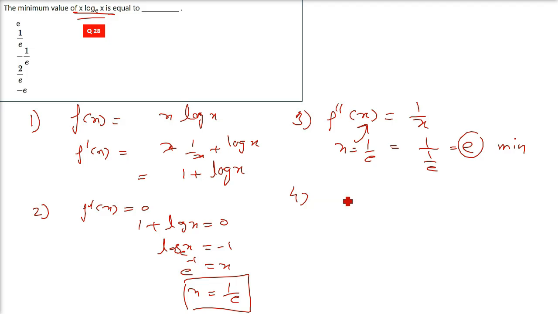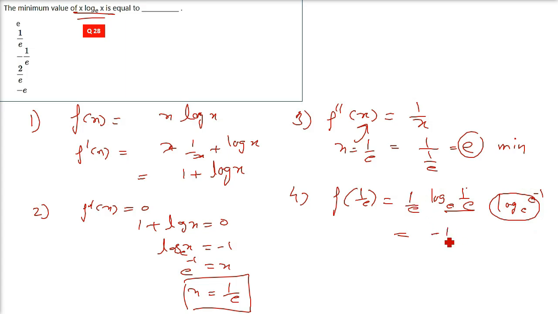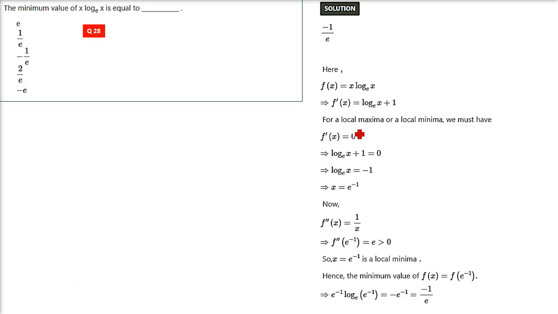So what is the minimum? f(1 by e) we have to compute. I am putting this 1 by e in the original function: 1 by e log(1 by e). Now when you take this 1 by e as e raised to minus 1, because it is in the denominator, if you place it in the numerator, it will be the power of negative 1. So this is e raised to minus 1 log base e, which will get cancelled, negative 1 will come in front, so negative 1 by e is the final result which we can achieve here, and this is how we are going to solve this.